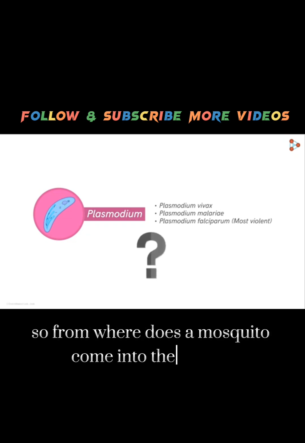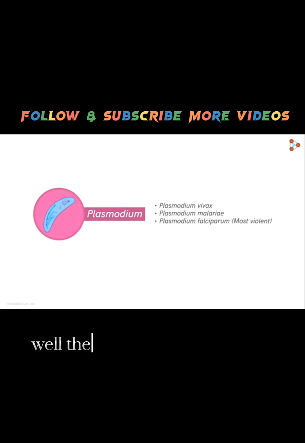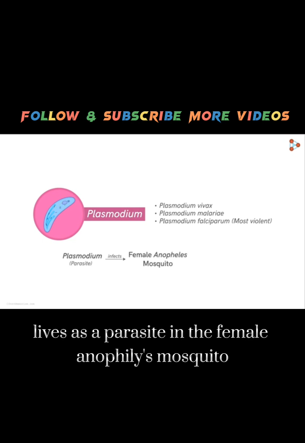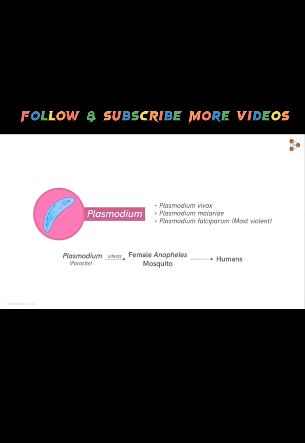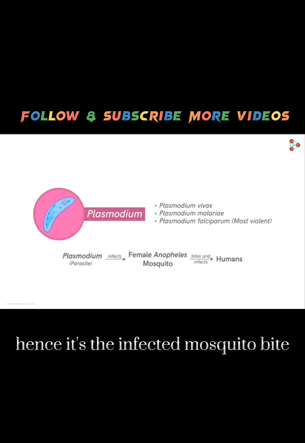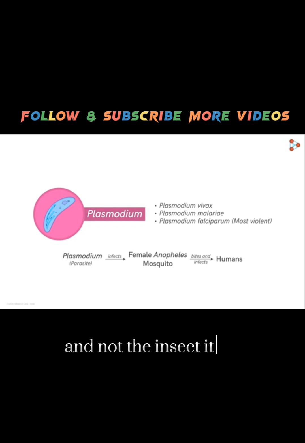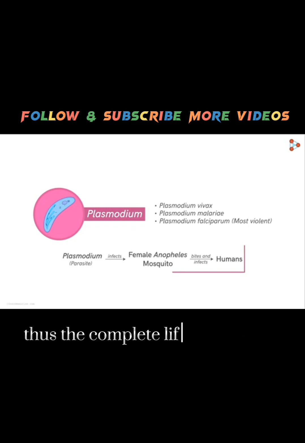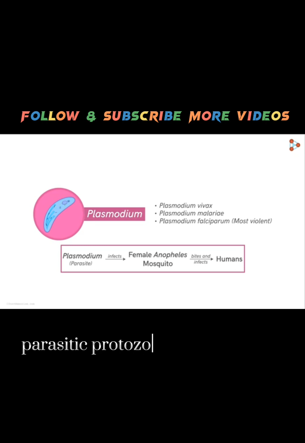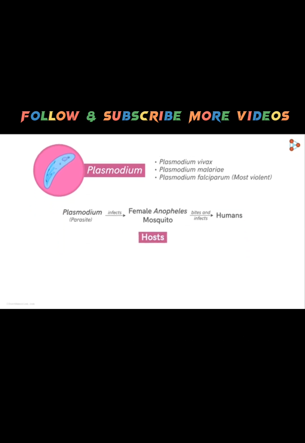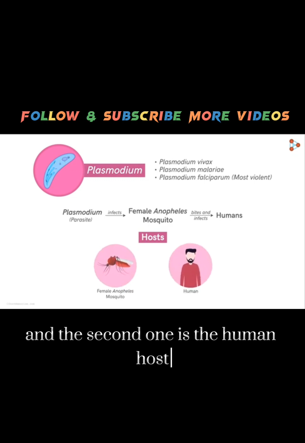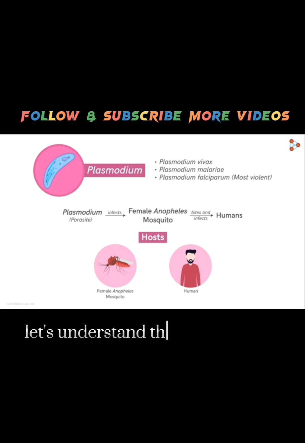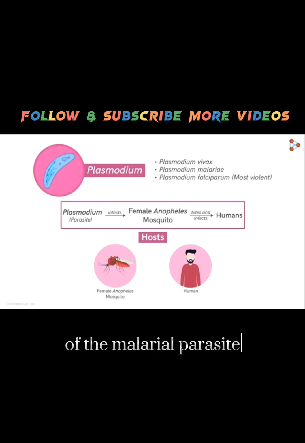So from where does a mosquito come into the picture? Well, the protozoan Plasmodium lives as a parasite in the female Anopheles mosquito. From there, it gets transmitted to humans with a mosquito bite. Hence, it's the infected mosquito bite which can cause malaria and not the insect itself. Thus, the complete life cycle of the malarial parasitic protozoa involves two hosts. The first one is the female Anopheles mosquito, and the second one is the human host. Let's understand the complete life cycle of the malarial parasite.